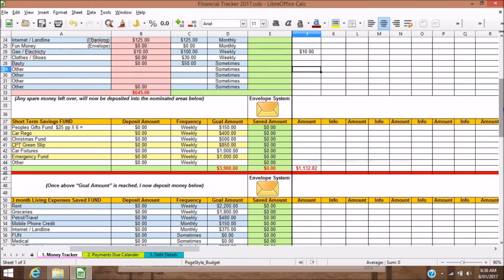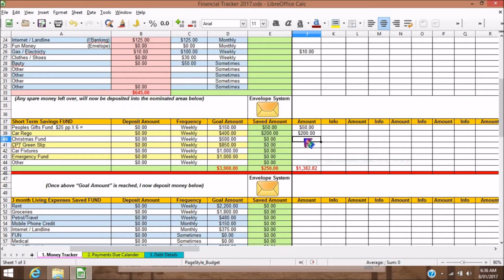Let's scroll down to this one here. So how much have I spent? $1,132. All right, I've got to spend $1,500. All right, so people's gifts, I've got 2 birthdays coming up, so $25 times 2 is $50. Put in 50. Next one is car rego. Now that's coming around the corner, so maybe we should put 200 in there. That's coming up in the next couple of months, and that's expensive.